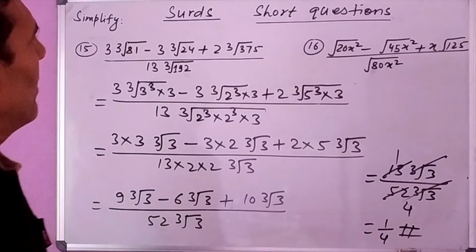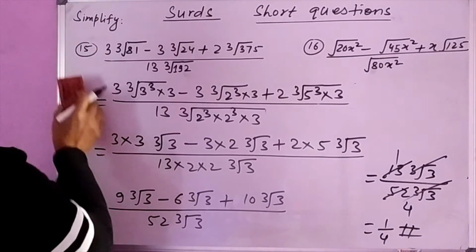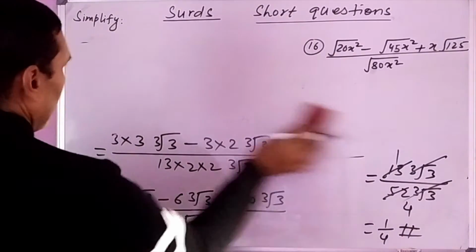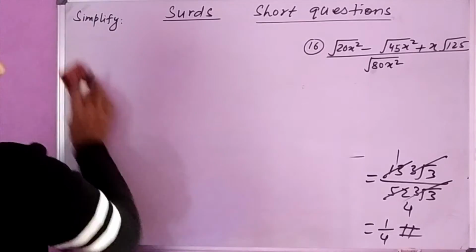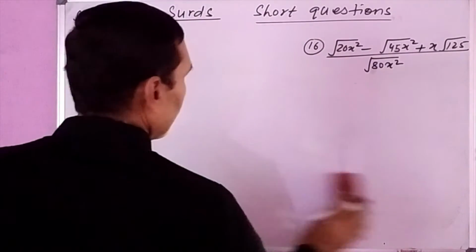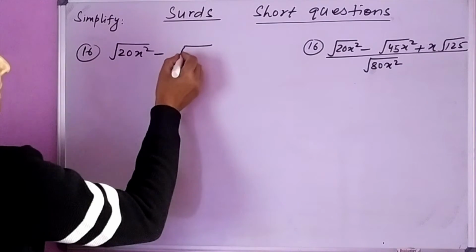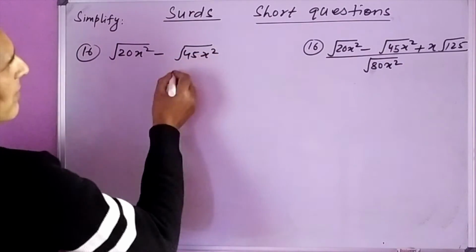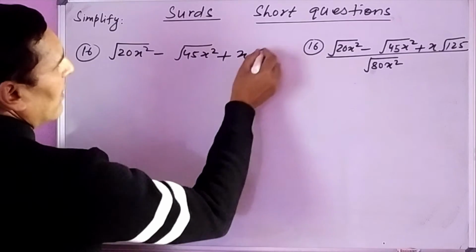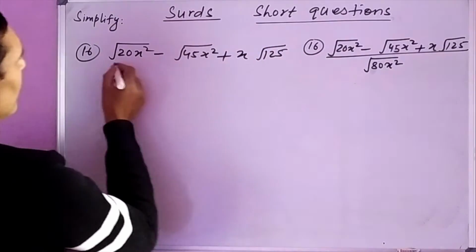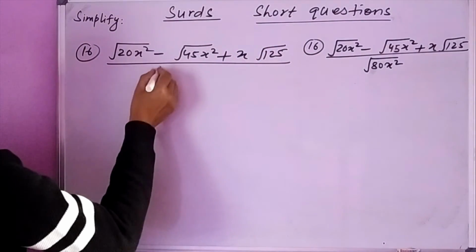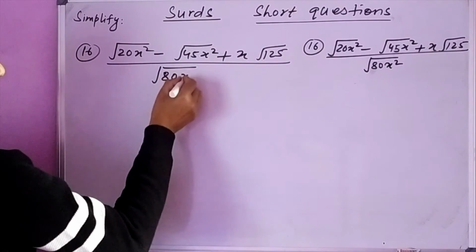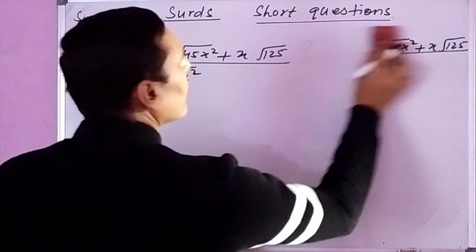Similarly, let's simplify this question number 16. It also can be done in the same way. Under root 20x square, under root 45x square, plus x under root 125, whole upon under root 80x square.